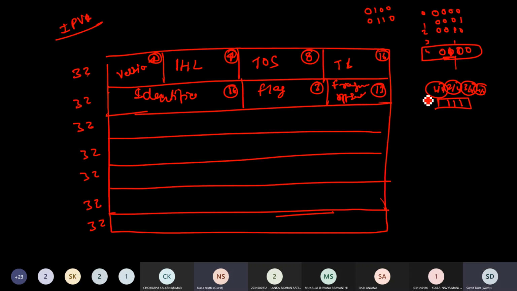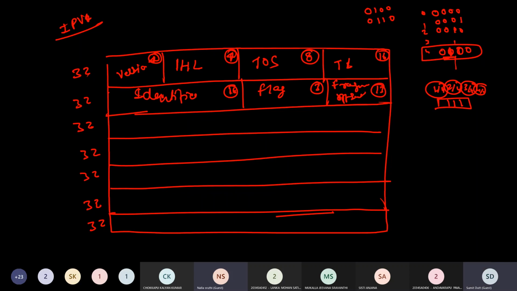Next is the fragment offset, 13 bits. Okay, so fragment offset, please mute your mic. Please mute your mic. I'm getting my voice back. Thank you.